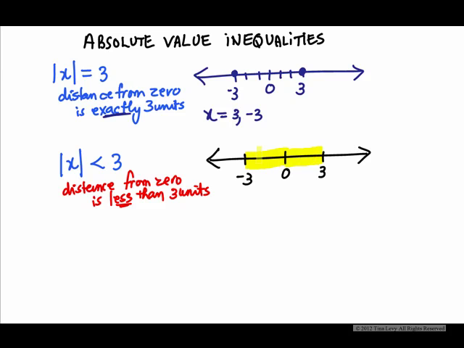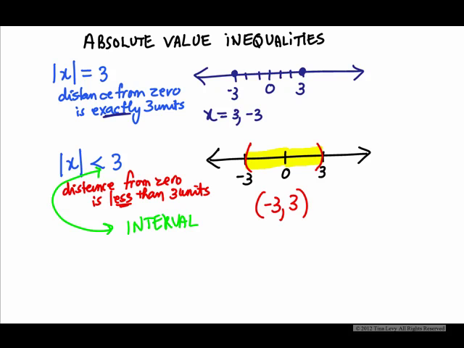And because it's not going to include the endpoint, that means it goes up to the 3 but doesn't include it, and it goes down to the negative 3. Everything from 0 to 3 is less than 3 units, and the same on the other side. So this tells us that our solution for this is the interval from negative 3 to 3. When you see this less than symbol, that's going to tell you you have an interval.